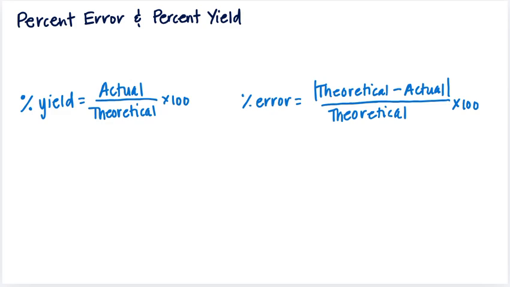Now, it's important to know what those terms mean. When we talk about our actual yield, this is what we actually collected in the lab when we ran it. So how much product did we collect? The theoretical value is what we calculated from our math or our stoichiometry. This is telling us how much we would have collected if everything went absolutely perfect in the lab.